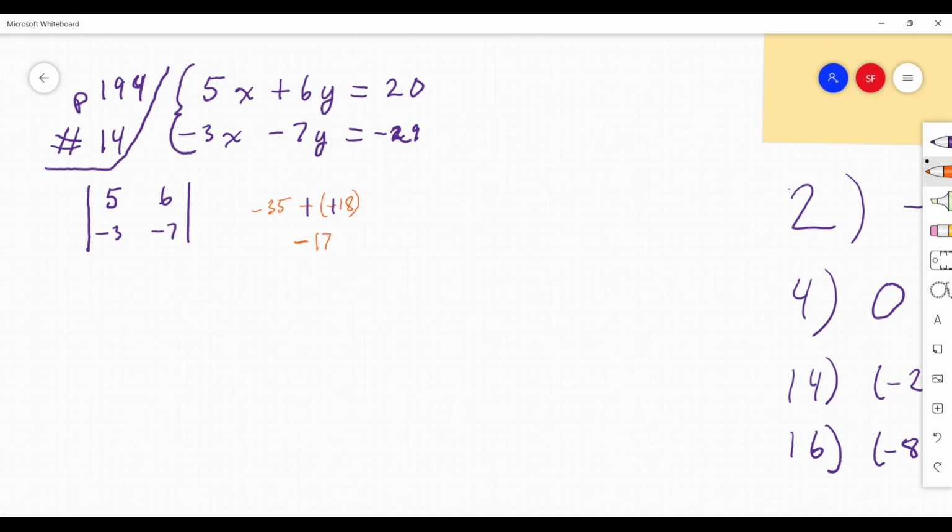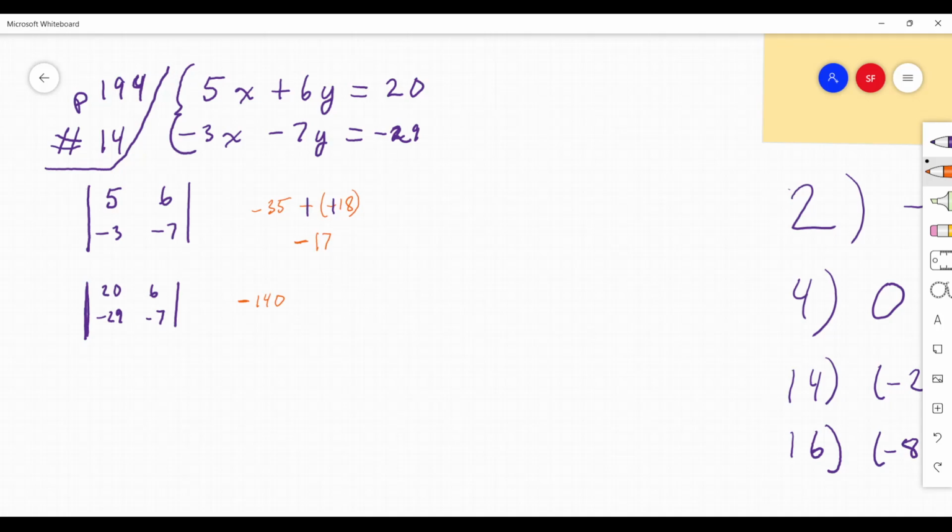Okay, now what? Now we do the last two. So it would be 20, negative 29, and negative 7. Correct? So 20 times negative 7 would be negative 140. Does that sound right? Yes. And then negative 29 times 6 is a whole heap. Wait, what did you say? 20 times 7, is that a negative 7? Yeah.